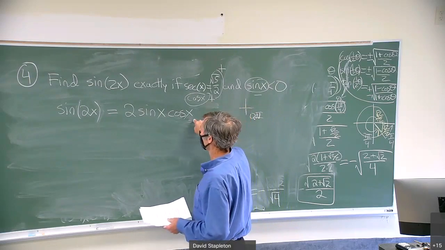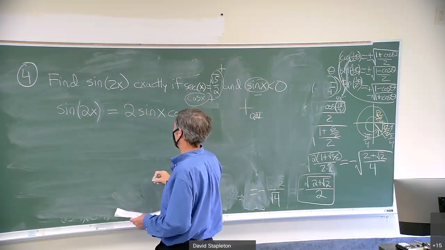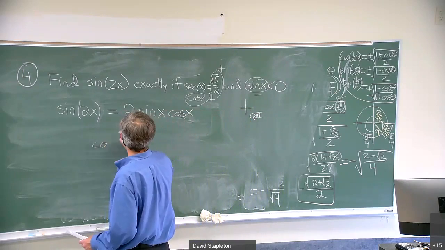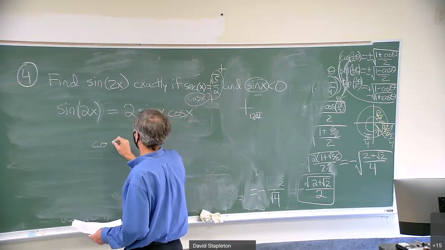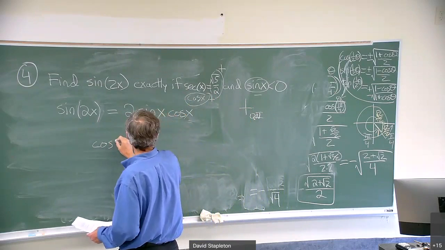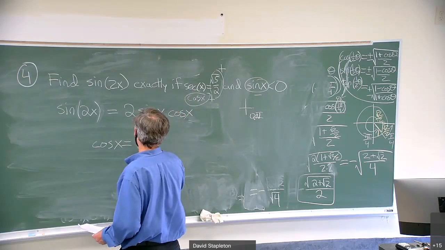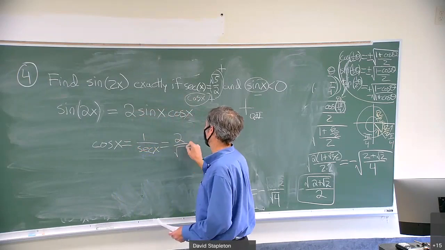I'll go ahead and compute this. All right, so sine of 2x is 2 sine x cosine x. Now I need to get both of those. Once I know what I need, so I have a trig function in a quadrant, I can find all 6 trig functions is the point. All right, so cosine x, I can get from secant, it's just the reciprocal of secant. Right? So it's 2 over square root 5.